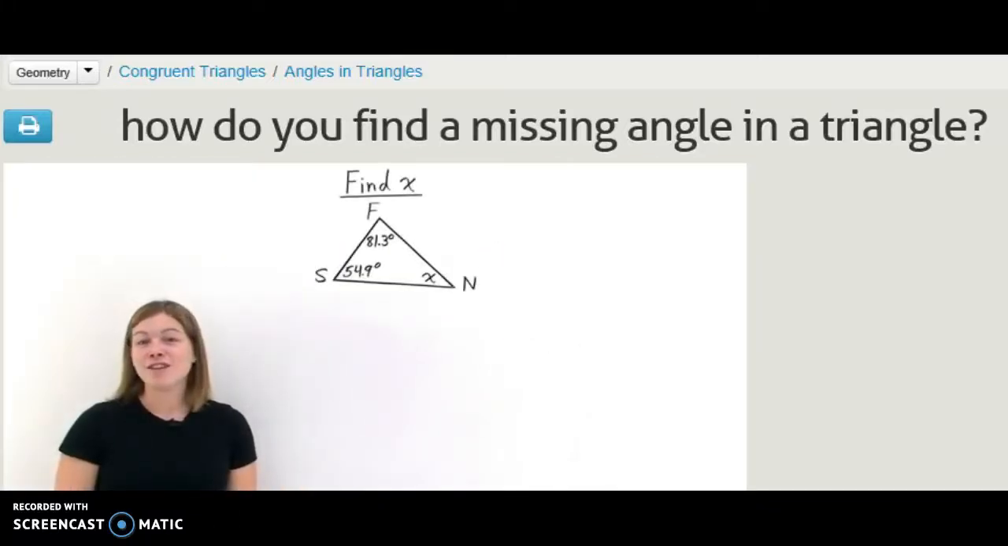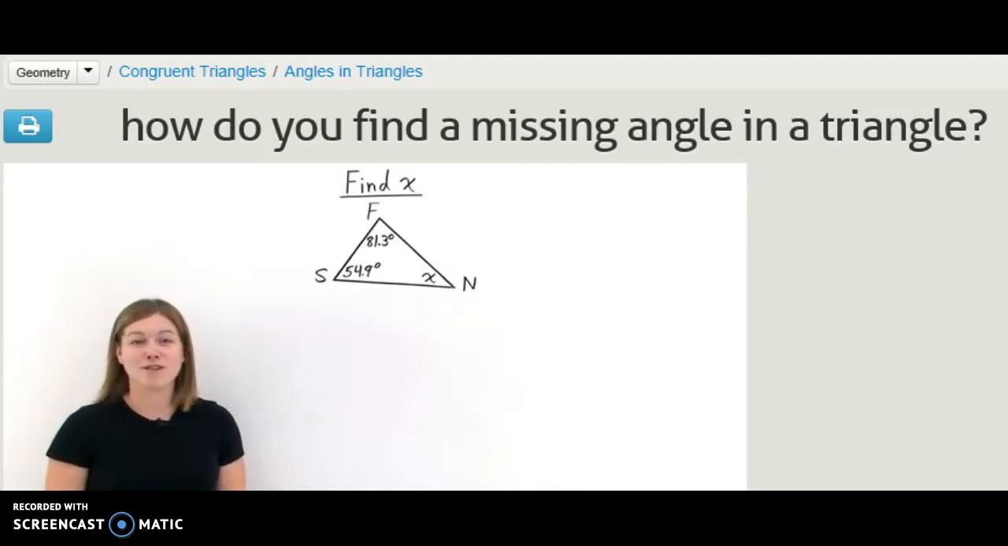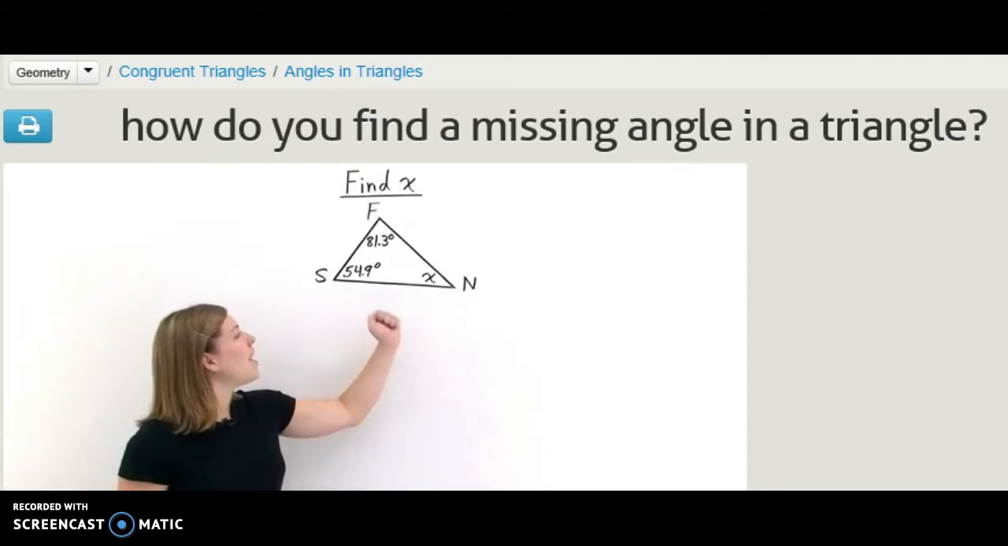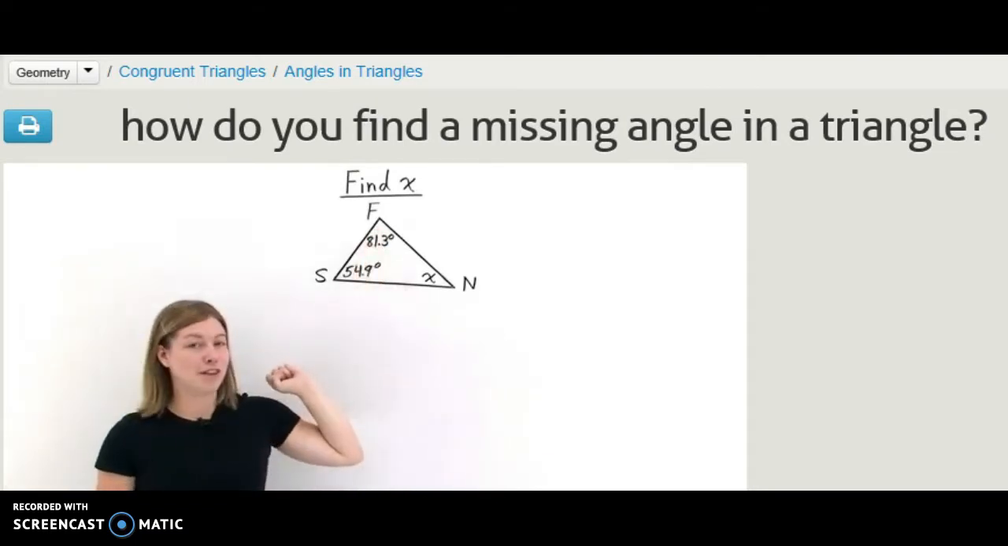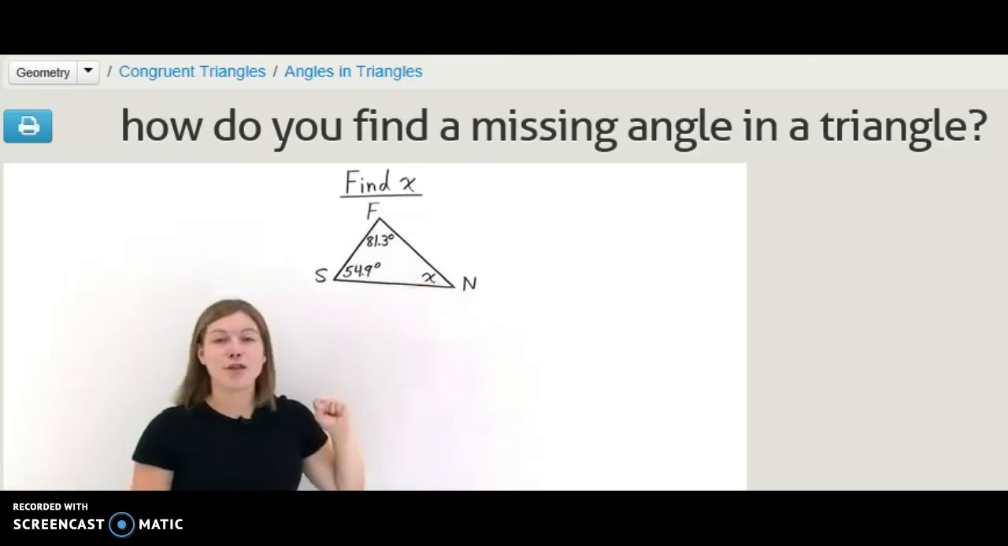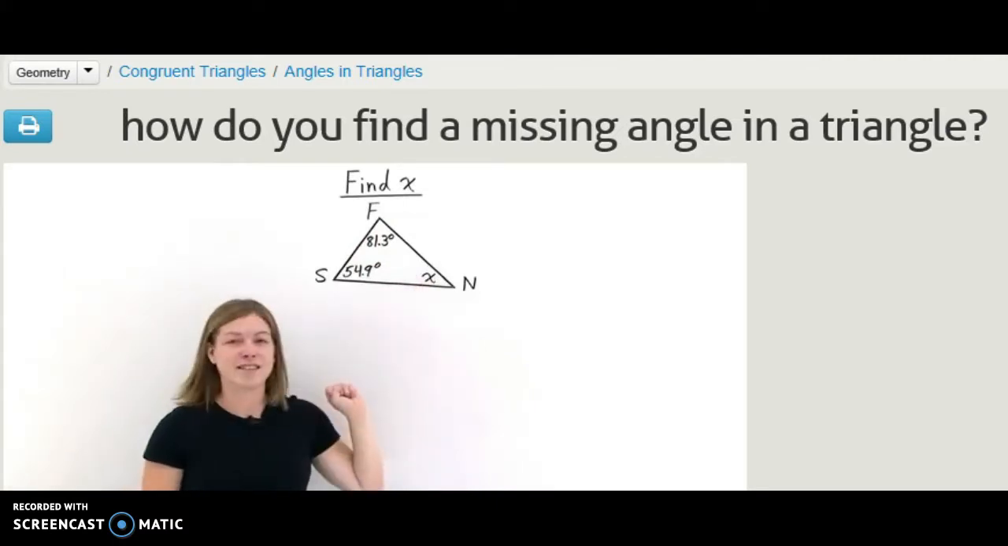In this problem, let's use the given angle measurements to help us find x. So here, we've been given a triangle, and we've been given two of the angle measurements of that triangle, and we're trying to find the third angle measurement, labeled as x.